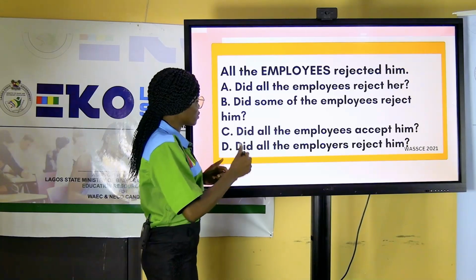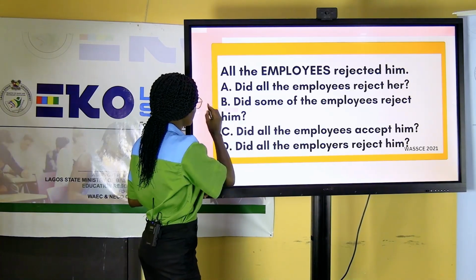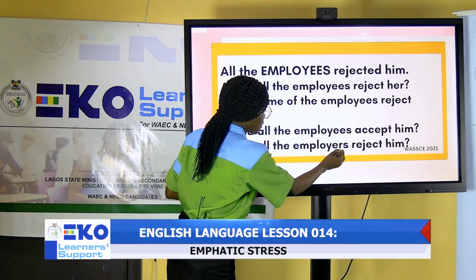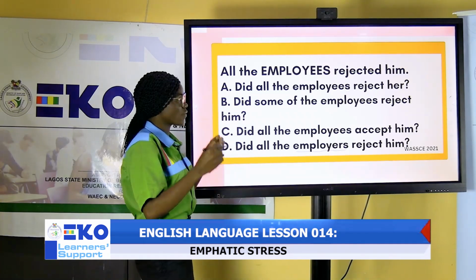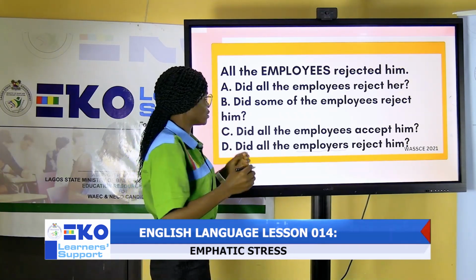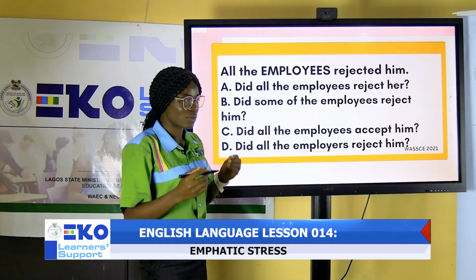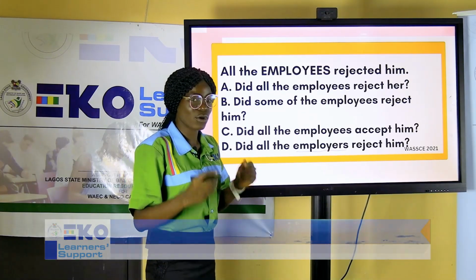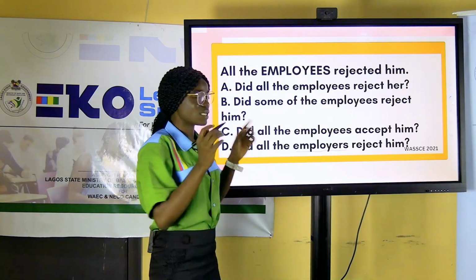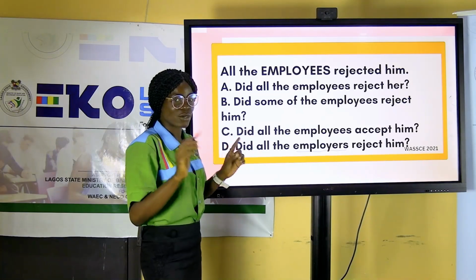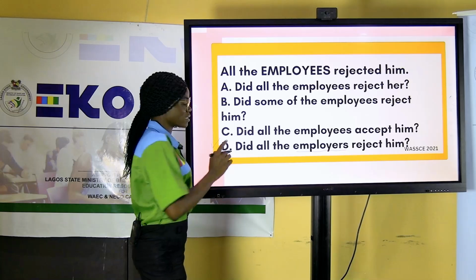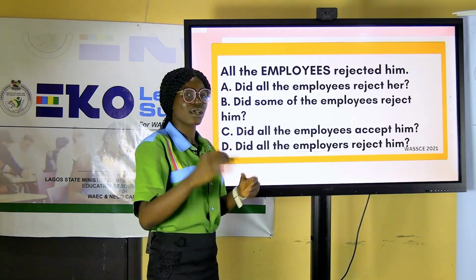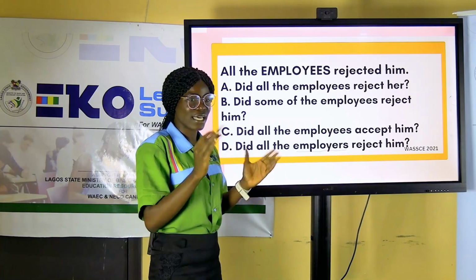Good one. So the employers. So all the employers. Did you say the employers or the employee? No, I said the employees, not the employer. So the emphasis is on employees and not employer, which means that this is the correct answer because it contradicts what the speaker is laying emphasis on.